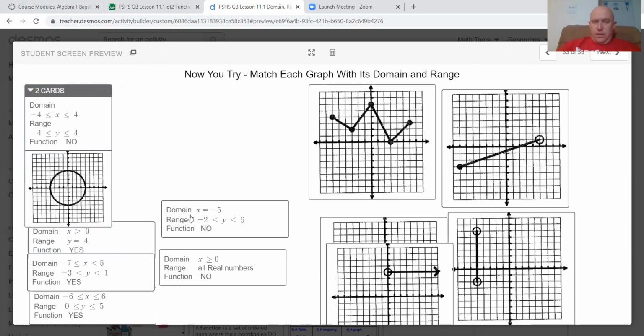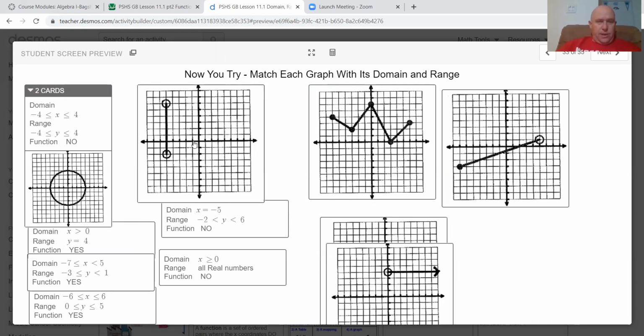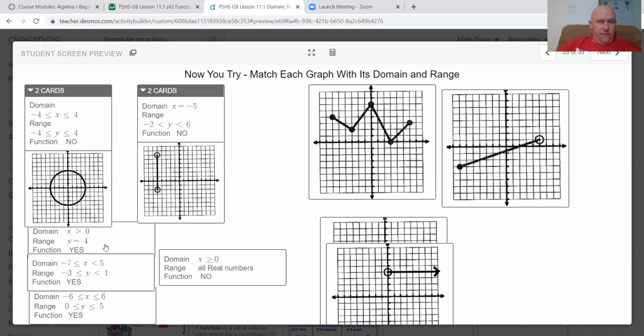All right, the domain is x equals -5. So that literally means there's just 1 point. So this one looks good here. -1, -2, -3, -4, -5. There we go. And there is no other x values for this graph. And the y goes between -2 and 6, and open circles as well. That's good. And the vertical line we said is not a function. So it looks like we found another one there straight away.